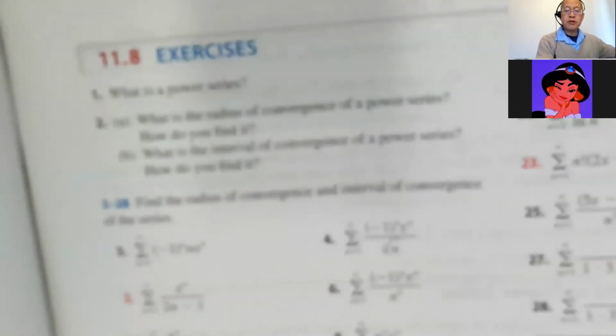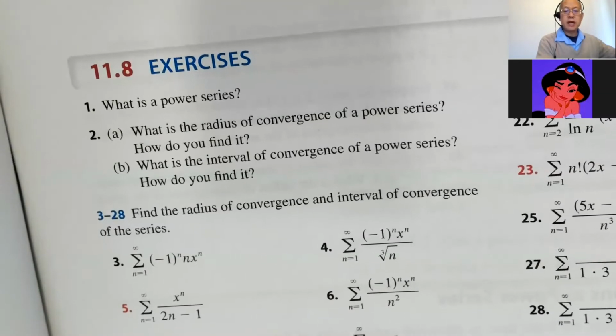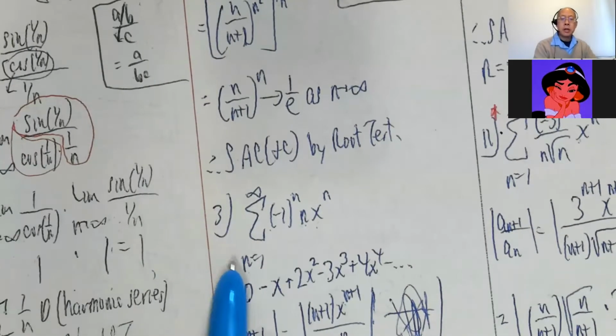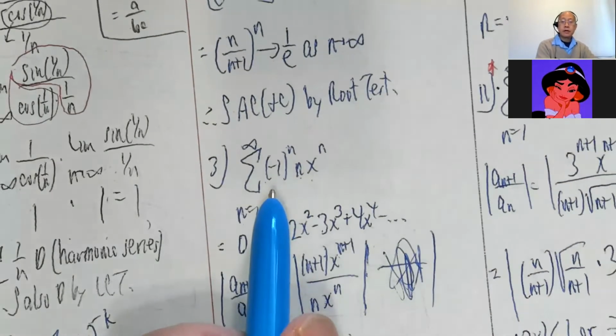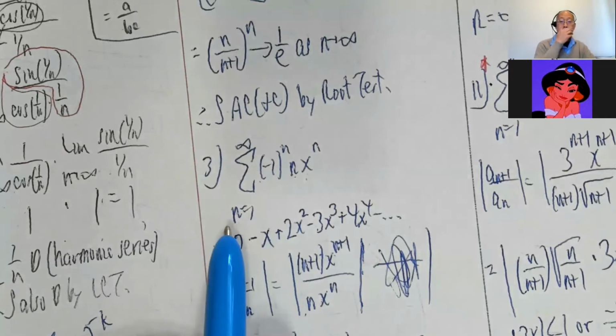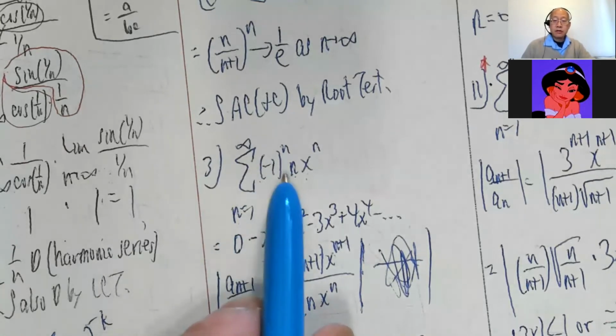Find the radius of convergence and interval of convergence of the series. Radius of convergence, interval of convergence. How do you do that? Summation n equals 1 to infinity, (-1)^n x^n. They're starting at 1. By the way, if they started at 0, you would still get 0.